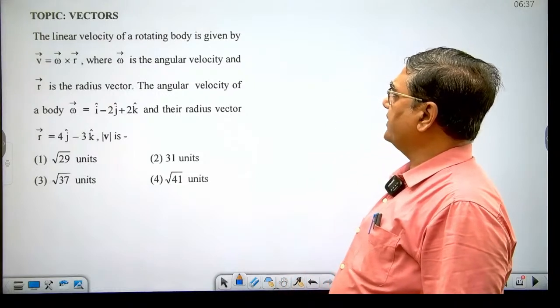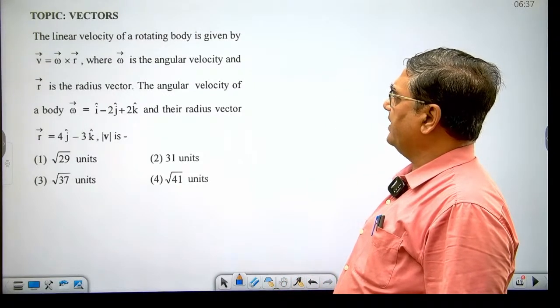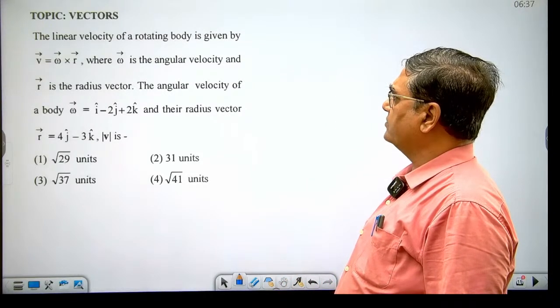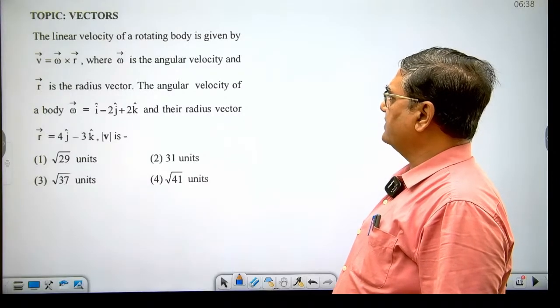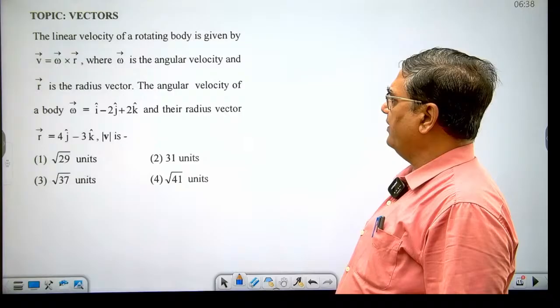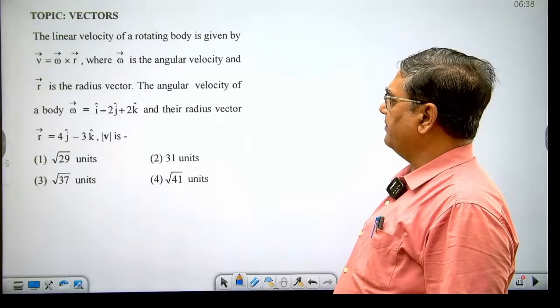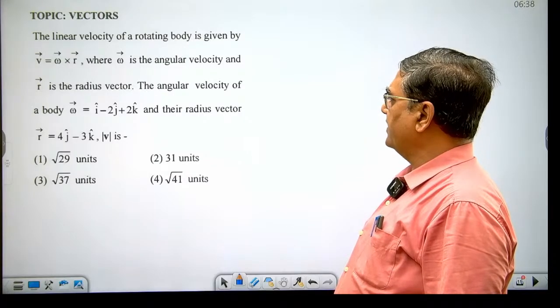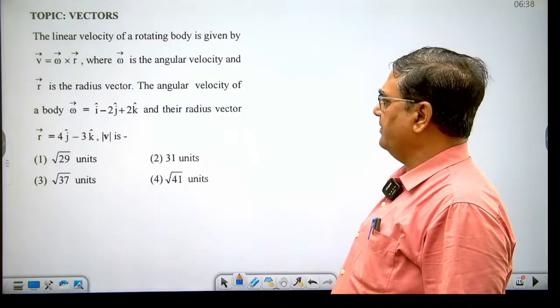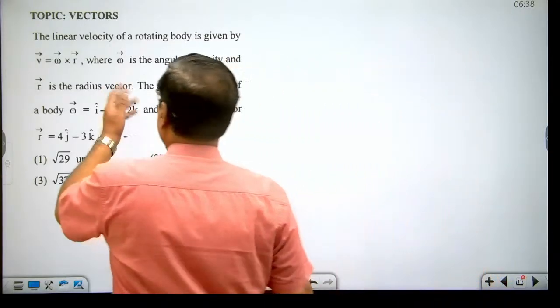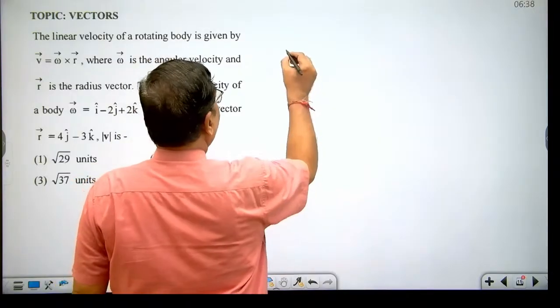The linear velocity of a rotating body is given by V vector equal to omega vector cross R vector, where omega is the angular velocity and R is the radius vector. The angular velocity of a body omega vector equal to i cap minus 2j cap plus 2k cap, and the radius vector R vector equal to 4j cap minus 3k cap. Then magnitude of V we can find from cross product.